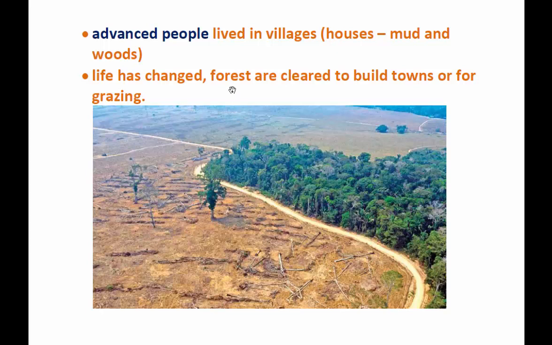The forest has been cleared in order to build towns and even for grazing. You can see from the picture, it was a thick forest, but the trees have been cut down and cleared, and now they are ready for construction of houses and towns, and on the other side they are making it for grazing their cattle. In that way, most of the trees have been destroyed.